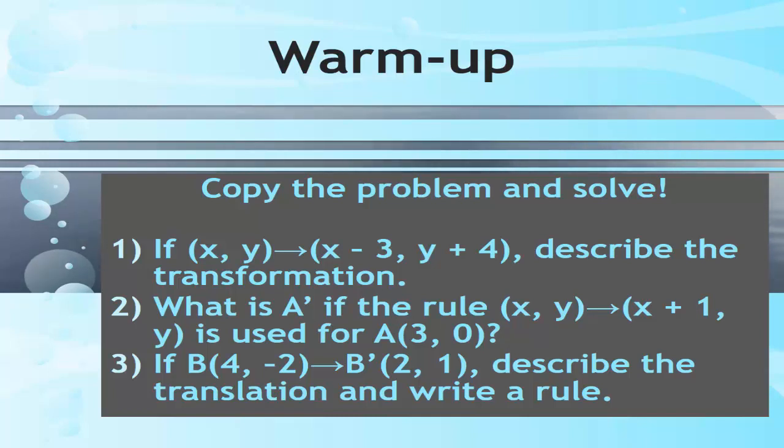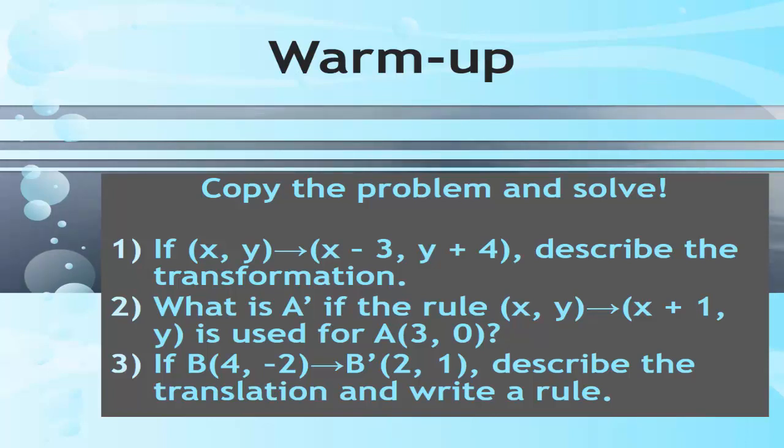Your warm-up problems say to copy the problem and solve. Your first problem says, if (x, y) becomes (x minus 3, y plus 4), describe the transformation. We notice from the rule that the x shifts to the left 3 units and the y shifts up 4 units. So we would describe the transformation as a shift to the left 3 units, a shift up 4 units.